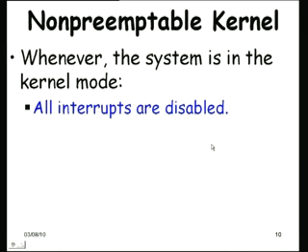The origin of the problem of a non-preemptable kernel is that whenever it operates in the kernel mode, all interrupts are disabled. Why is that? Why should all interrupts be disabled as soon as it starts executing in the kernel mode? Would anybody like to answer this question? Why should they disable the interrupts as soon as it enters the kernel mode?